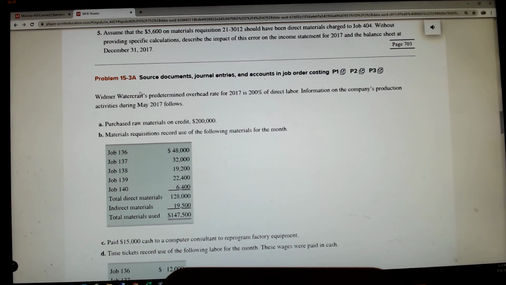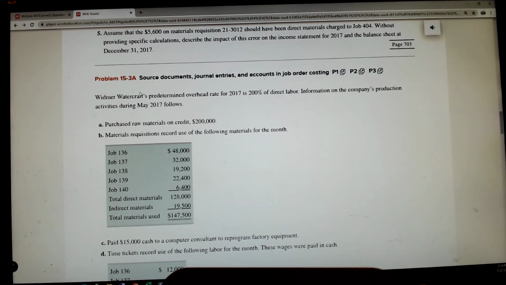Now we've got a same type of problem, job order costing. They give us the information in a little different way, but again, we just need to organize it so I can see what's going on. This is Widmer Watercrafts, and their overhead rate is 200%. They think that in the coming year, their overhead is going to be twice as much as their labor, and they feel that labor is a good indication of how big a job is. So since in total overhead is going to be twice as much as labor, every single job should get charged twice its labor as overhead. That's the theory behind it.